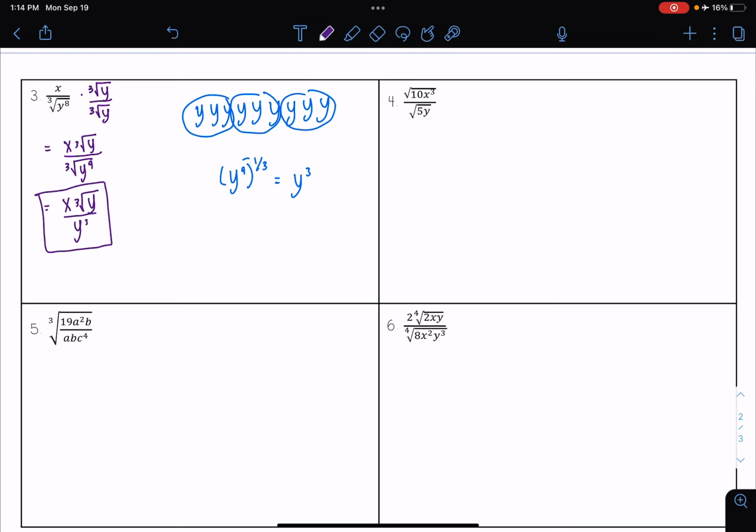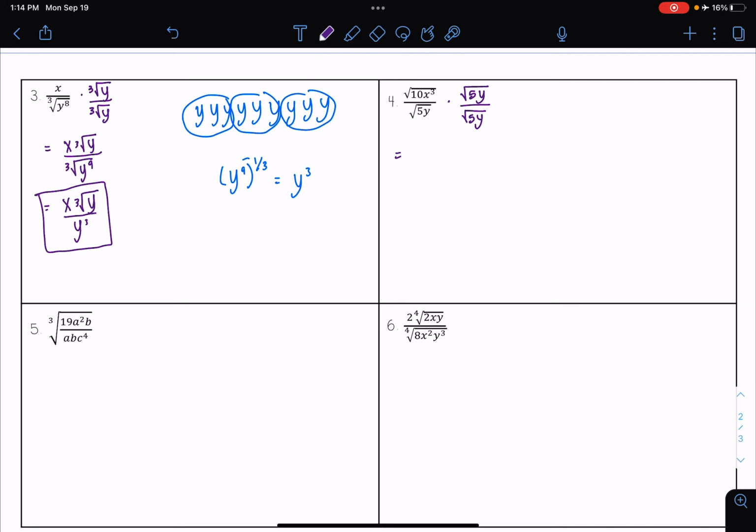Okay, so now this next one, I have the square root of 10x cubed over the square root of 5y. So here, whenever there's an index that's not shown, there's really a hidden 2 there. So this one, I'm looking for groups of 2. Right now on this radical, I only have 1 5 and 1 y. So I need 1 more. So that means I need to multiply top and bottom by the square root of 5y.